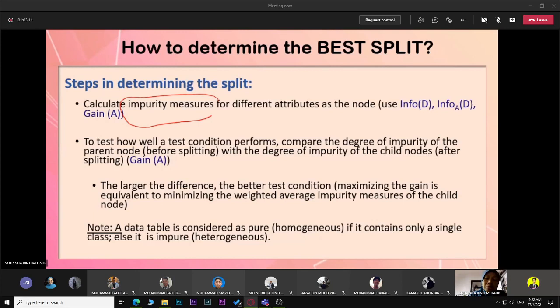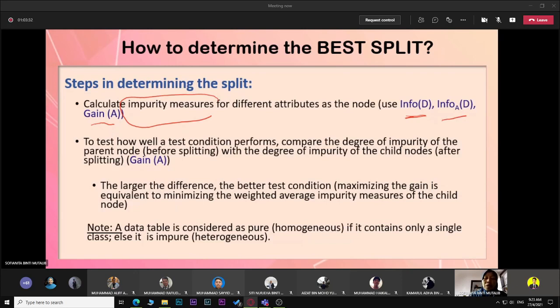Again, we are going to use, firstly, the information of the data set. The formula involves, firstly, the information of the data set, and then we need to know the information of the attribute, and lastly we will get the gain of the attribute.